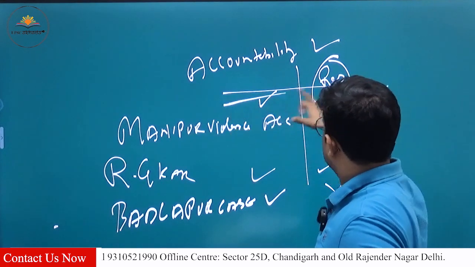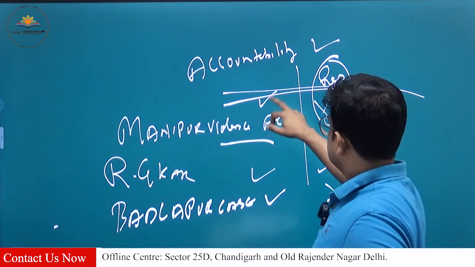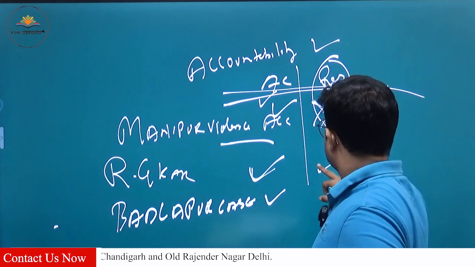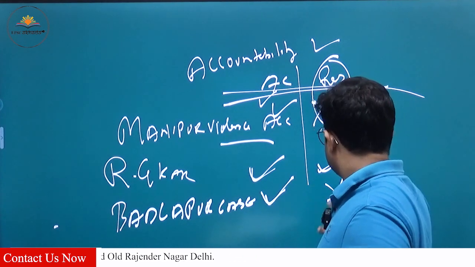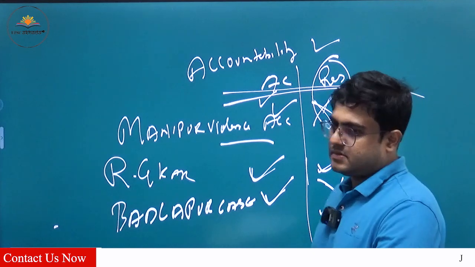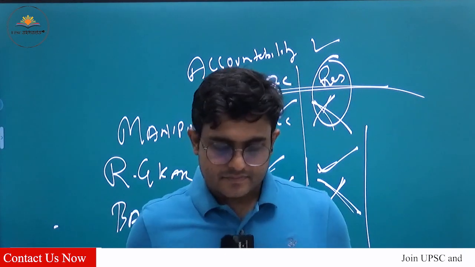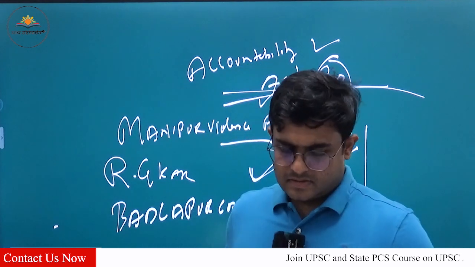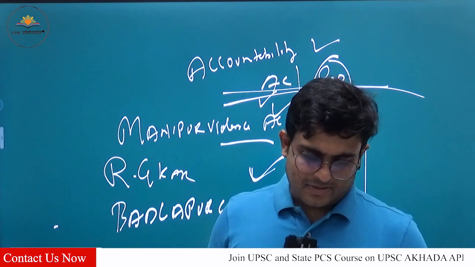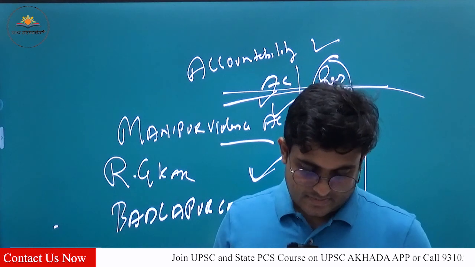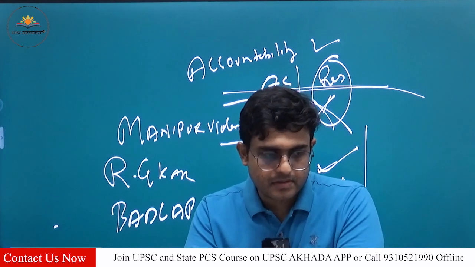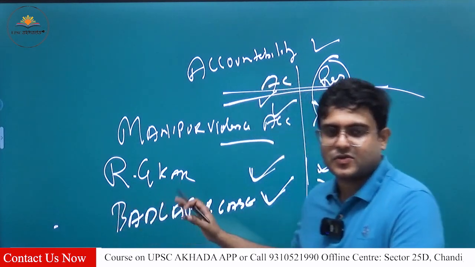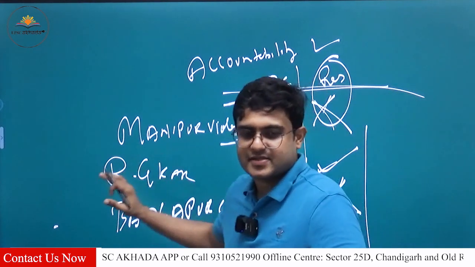You can make this table also. Manipur violence: accountability, but no responsibility. RG Kar: accountability. Badlapur case: accountability, no responsibility. Relate responsibility with ethics, the code of ethics. That is the intention of this.